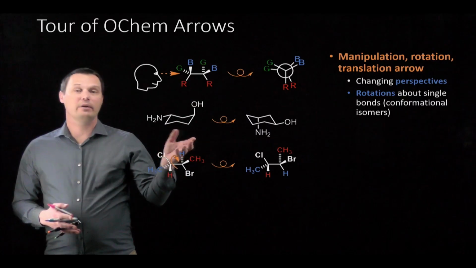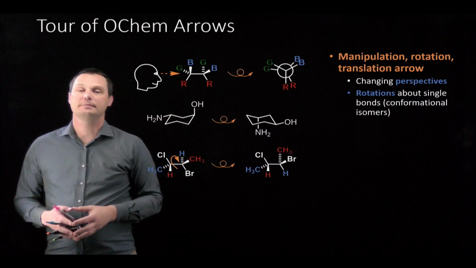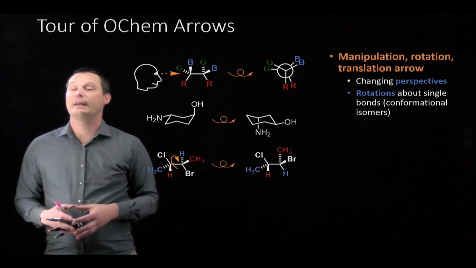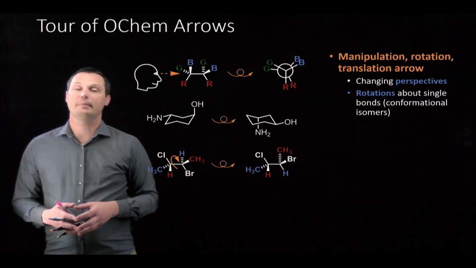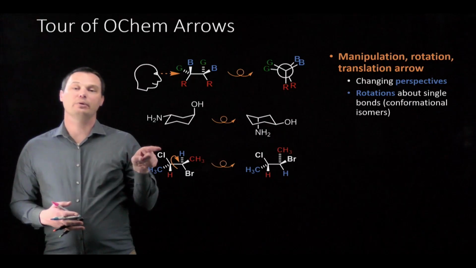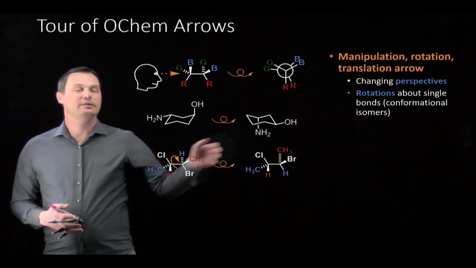We can use that curlicue arrow to show chair flips and chair conformations. And we can use it to show 120 and 180 degree bond rotations about a single bond in a molecule. We can use this arrow to show that we are rotating this particular bond to get to this new conformation of the molecule.